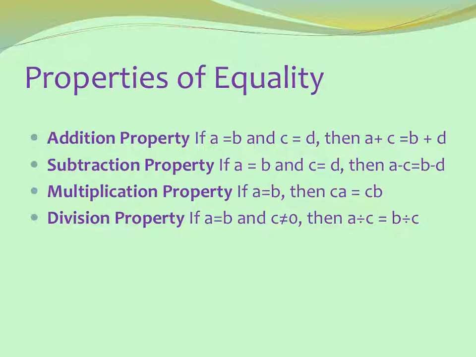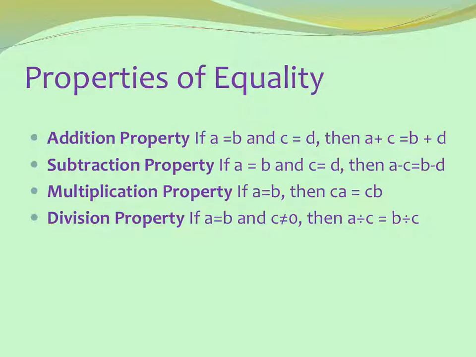So the first one is the addition property. And all this basically is saying is you can add the same number to both sides of your equation and it stays an equivalent, or it stays an equal equation. Subtraction property of equality. This is where we're going to subtract the same number from both sides. And then the multiplication property of equality. This is where we would multiply by the same number on both sides of our equation. And then lastly, the division property. And here we would divide by the same number on both sides of the equation.